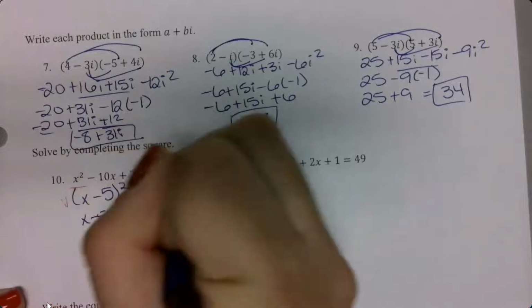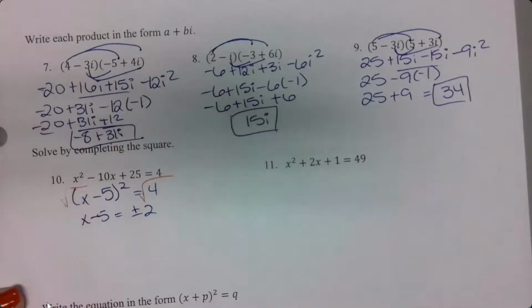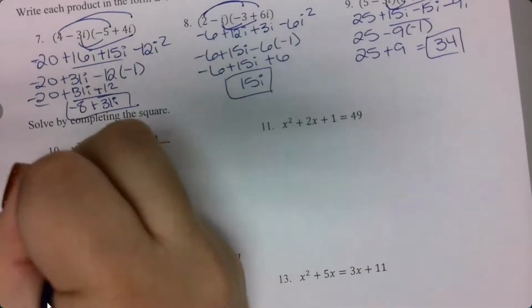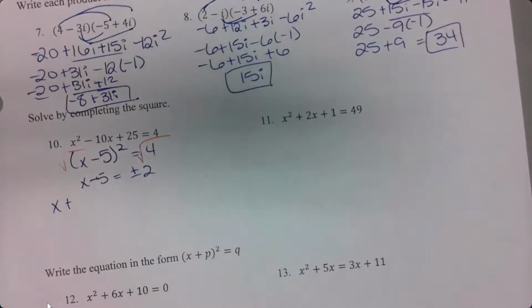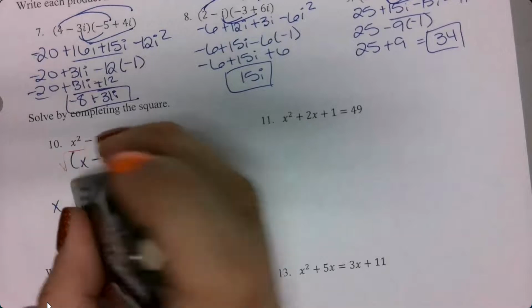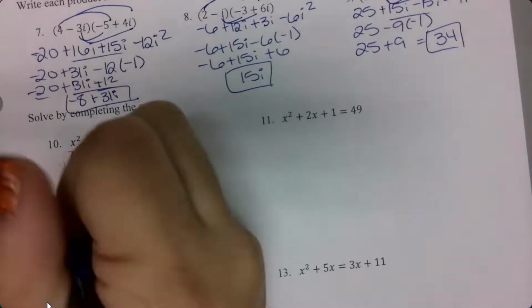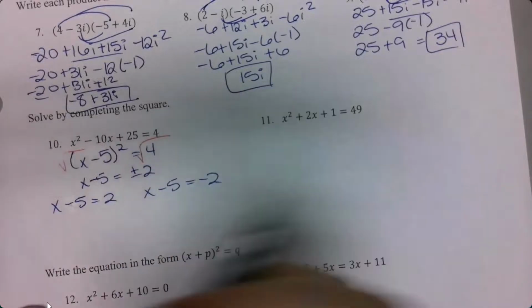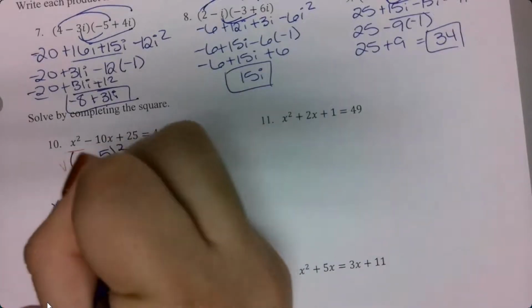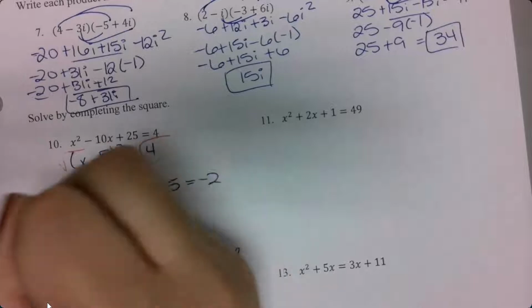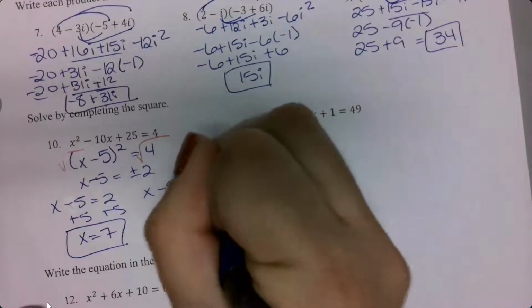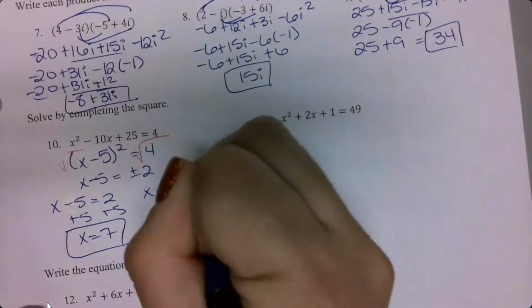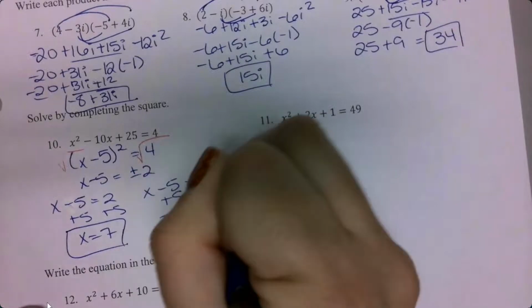X minus 5 equals plus or minus 2. So I'm going to set this up as two equations to solve. Oops, x minus 5. So I have x minus 5 equals 2, x minus 5 equals negative 2. I add the 5 to both sides, x equals 7. Over here I add 5 to both sides, x equals 3.